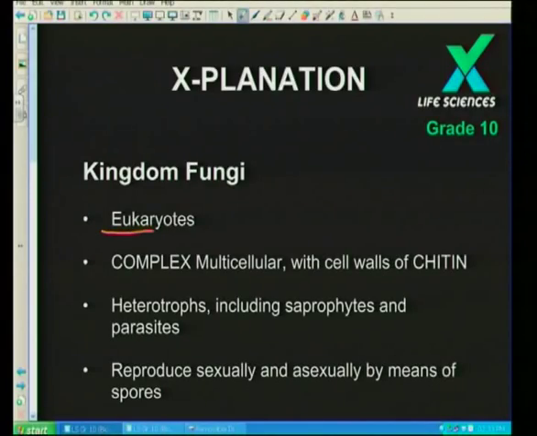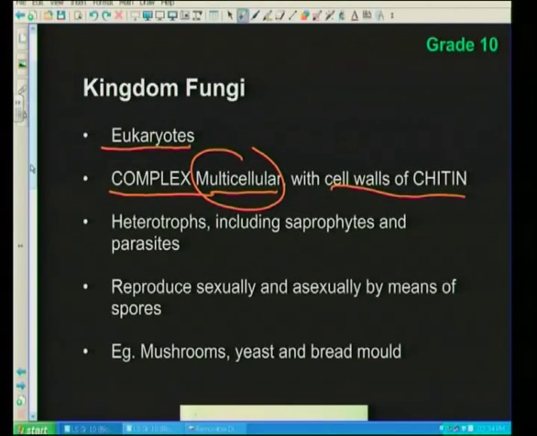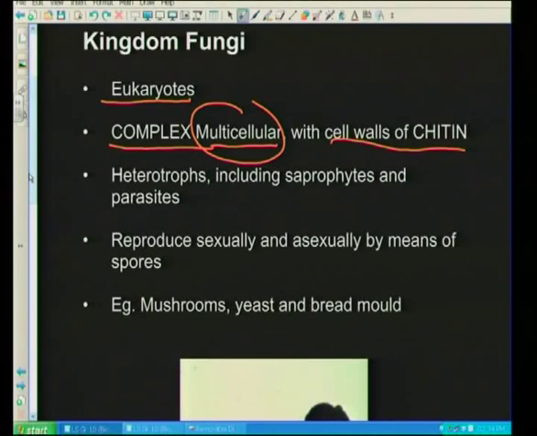Remember that fungi are eukaryotes. Remember, that is the domain, eukaryotes. They have a true nucleus. They are very complex because they have more than one cell. Therefore, they are multicellular. They have cell walls of chitin. So fungi have cell walls made up of chitin. Fungi are also heterotrophic because they cannot make food on their own. So fungi are heterotrophs because they cannot make food on their own.